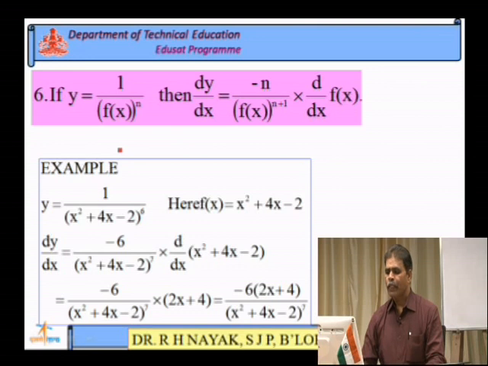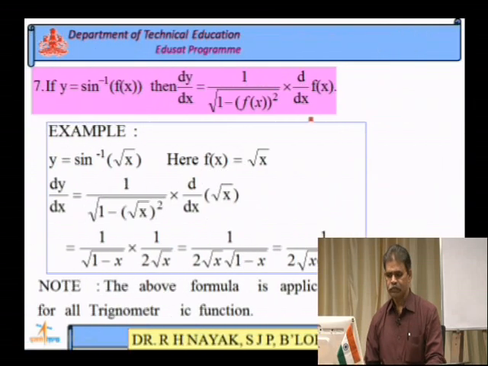Check the next one, 1 by function to the power of n. As we know, the differentiation of 1 by x to the power of n is minus n into x to the power of n plus 1 in the denominator. According to that, 1 by function to the power of n has derivative minus n divided by function to the power of n plus 1 into d by dx of function.